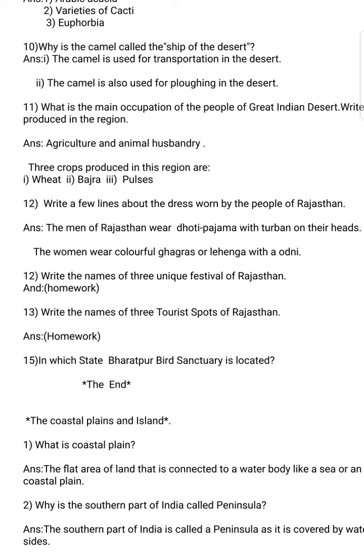So this is important, here also I have put a tick. Next, what is the main occupation of the people of Great Indian Desert? Write three crops produced in the region. Agriculture and animal husbandry.